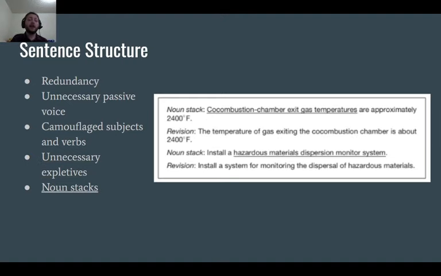Lastly is noun stacks. Noun stacks are just when you shove a bunch of nouns together, one after the other.